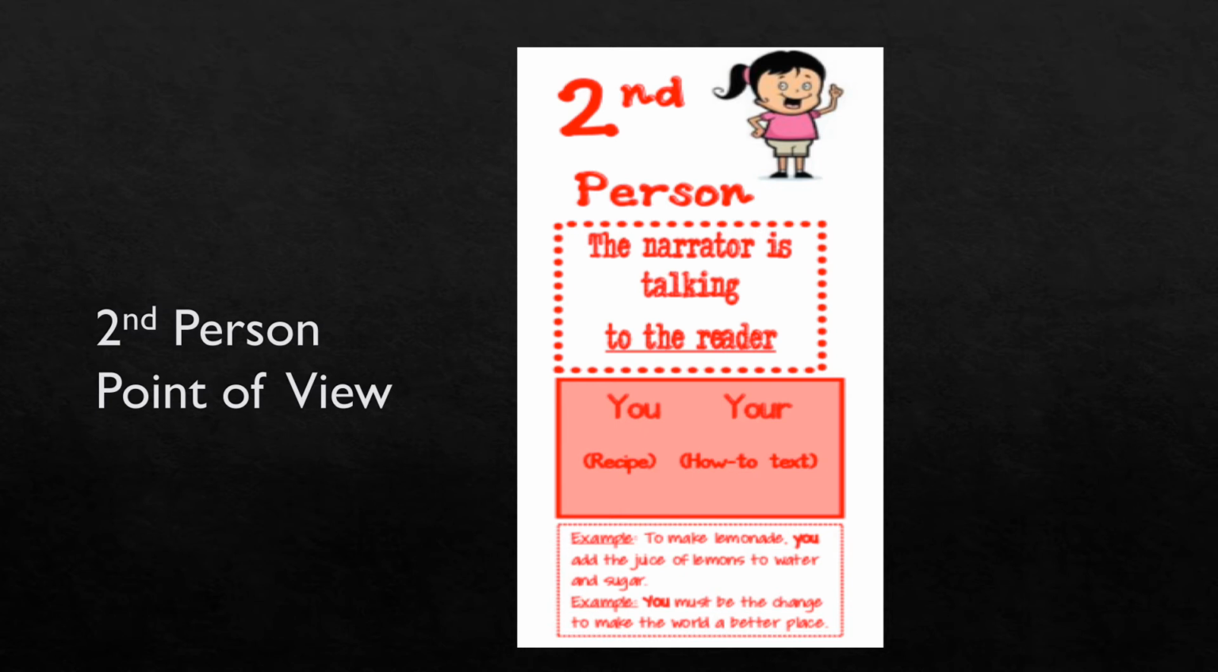Let's look at our example at the bottom of this page. It says, "To make lemonade, you add the juice of lemons to water and sugar." As you can see, the word you is in bold print because the writer, the narrator, is telling you what you need in order to make lemonade. Our second example says, "You must be the change to make the world a better place." Again, the word you is in bold print because the narrator is telling you what they think you must do in order to make the world a better place.